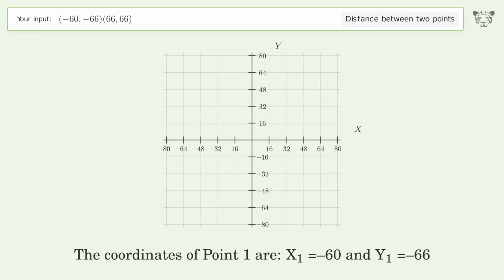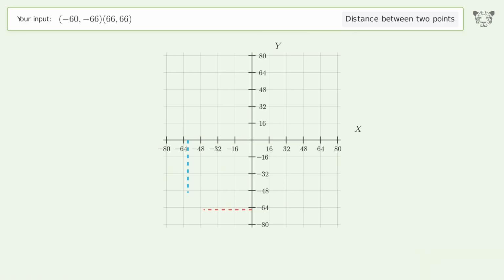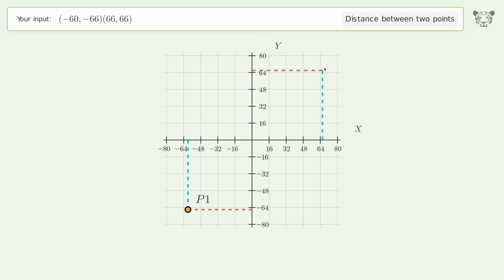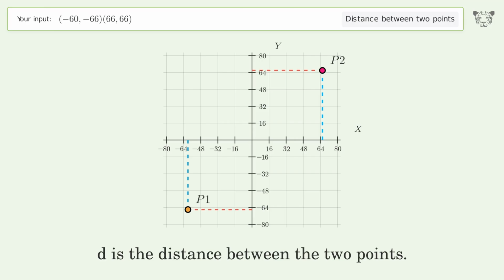The coordinates of point 1 are, x1 equals -60 and y1 equals -66. The coordinates of point 2 are, x2 equals 66 and y2 equals 66. D is the distance between the 2 points.